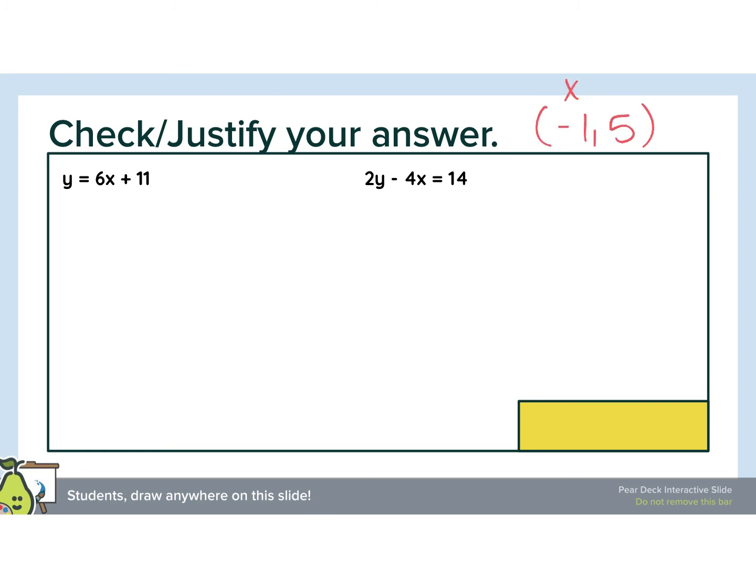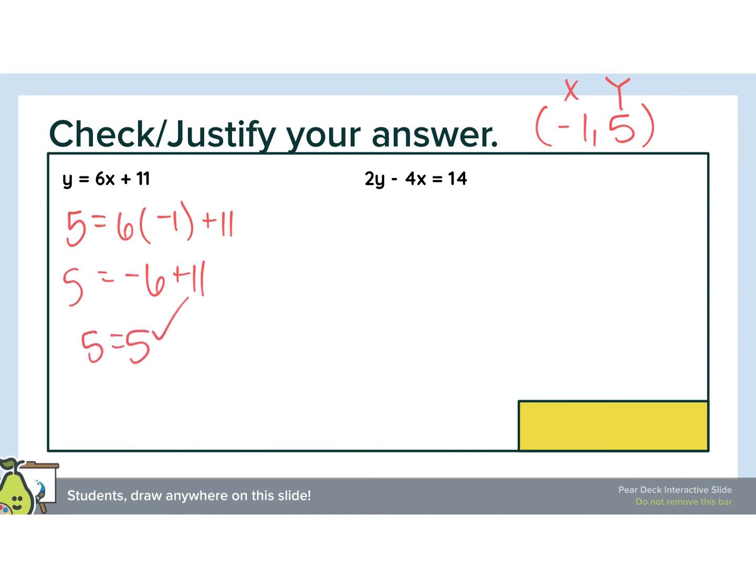Remember, first number is x. Second number is y. Instead of y, I put a 5 in its place. Instead of x, I put a negative 1 in its place. Bring down your plus 11. 6 times negative 1 is negative 6. Negative 6 plus 11 is positive 5.